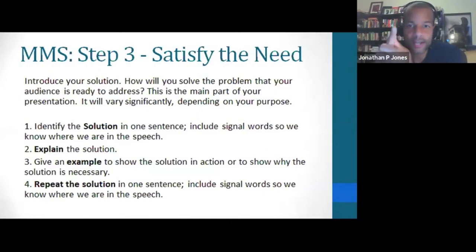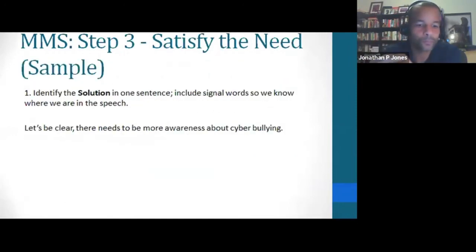It just depends on what you're talking about, and that's okay. First, of course, you'll identify the solution, you'll explain it, you'll give an example or tell a story, and you'll repeat it, okay? Now, identify the solution. So this is cyberbullying. Let's be clear, there needs to be more awareness about cyberbullying. So that's sort of general awareness about cyberbullying, and that's fine.